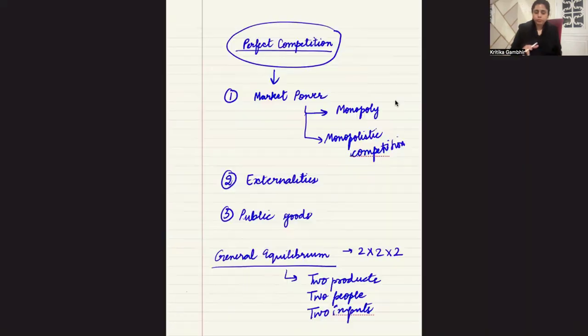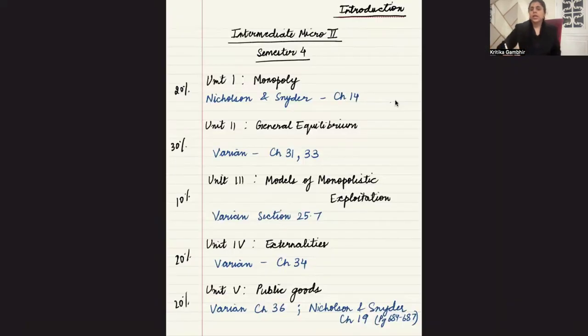Okay, so let's discuss what's there in the semester, course-wise. We have 5 units in this. The course is not vast in the sense that although the number of units is more, the number of chapters per unit is very less.